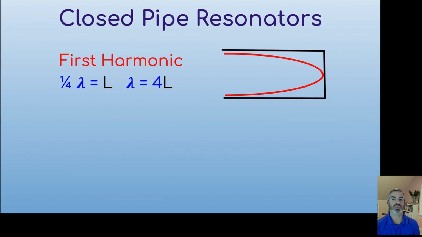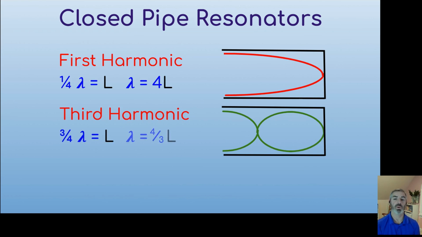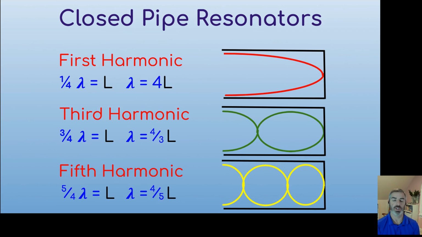Now, a closed pipe resonator does not produce any even harmonics, only the odd harmonics. We'll explain that in the next slide. So this is the third harmonic, where you have a node and antinode at the end. So the wavelength is 4/3 the length of the closed pipe. And then we produce the fifth harmonic, which means the wavelength is 4/5 the length of the tube.